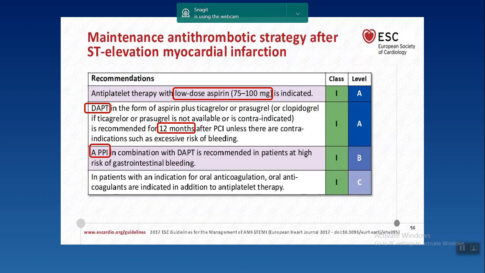Another question, should we prescribe proton pump inhibitors for all patients on DAPT therapy? The answer is no, it's not routinely recommended. However, in patients who are at high risk of gastrointestinal bleeding, it's recommended to prescribe PPI. These patients include patients who experienced GI bleeding before, or patients who are on triple therapy, or patients who have gastric symptoms. All these patients should be protected from GI bleeding by prescribing PPI in addition to the DAPT therapy.